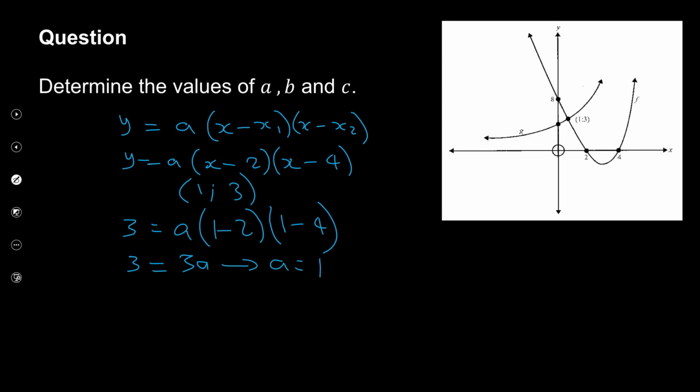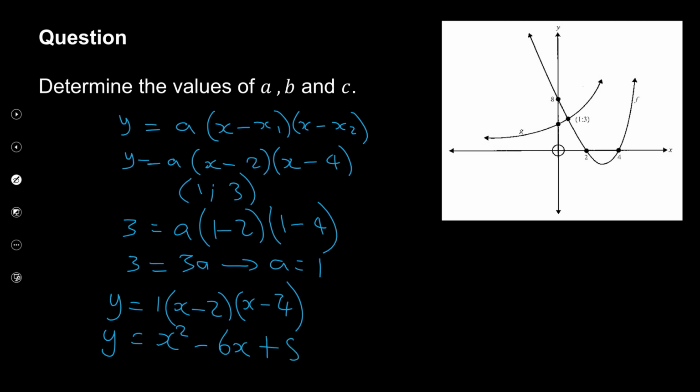So already I know I can say y is equal to 1 into x minus 2, x minus 4. If you FOIL this out, then it will give you your A, B, and C. Already we know A, right? We just need the B and the C. So this will be y is equal to x squared minus, this is just going to be 6x, and then lastly it will be plus 8, right?